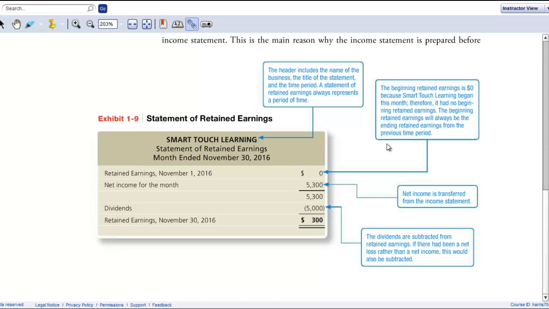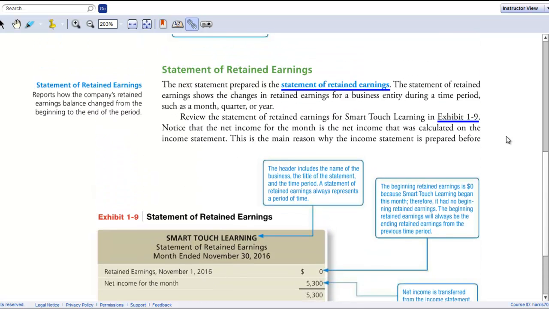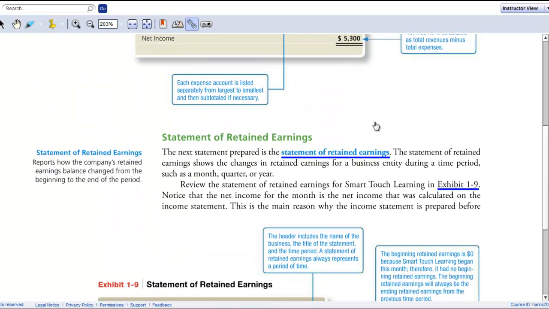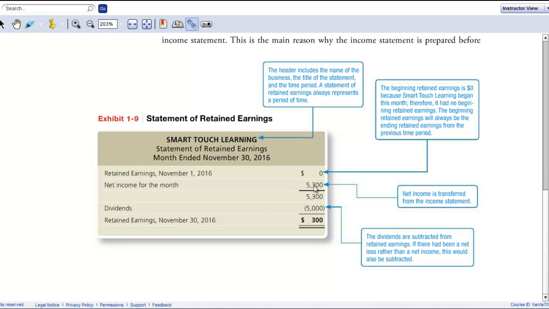Okay, so here's the statement of retained earnings. You remember that $5,300 from right up here, the net income? Well, we need that. We need to plug that in. So basically, with the statement of retained earnings, it's pretty easy to put together.